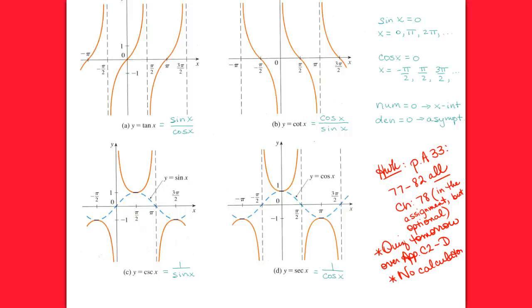And then don't forget that we have our quiz over Appendix C2 and all of Appendix D, and we don't need any calculator at all for that one.